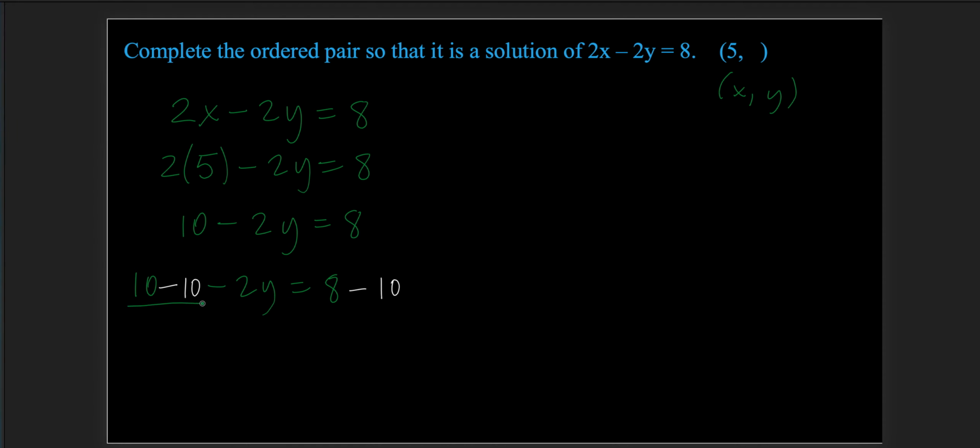So that this makes 0. So I have negative 2y equals, and this is negative 2. So y is 1 there. Negative 2 times 1 is negative 2. So y is 1. So 1 goes right in here. Okay, and that's your answer.